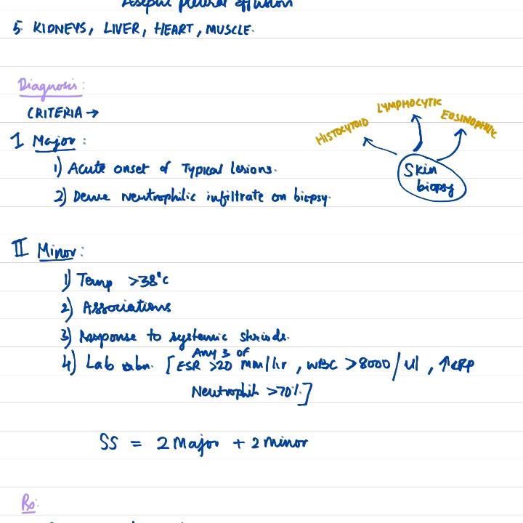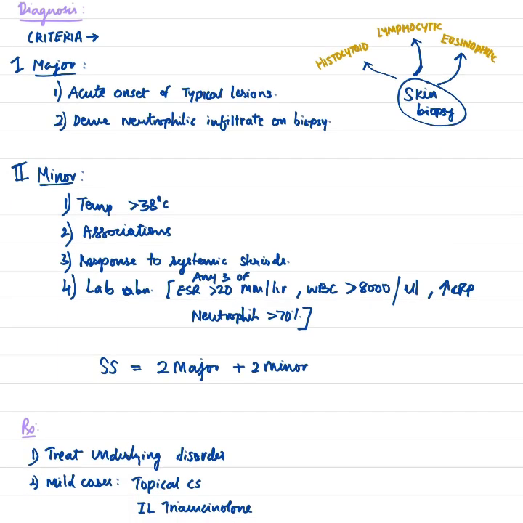Coming to criteria, we've got 2 major and 4 minor criteria. In the major criteria, acute onset of the typical lesions of Sweet syndrome and dense neutrophilic infiltrate on biopsy are the major criteria. In the minor criteria, presence of temperature of more than 38 degrees centigrade and a preceding association, so a preceding upper respiratory tract infection or GI infection, or association with malignancy or drug exposure or pregnancy, is to be present. And an excellent response to systemic steroids is something that is characteristic of Sweet syndrome.